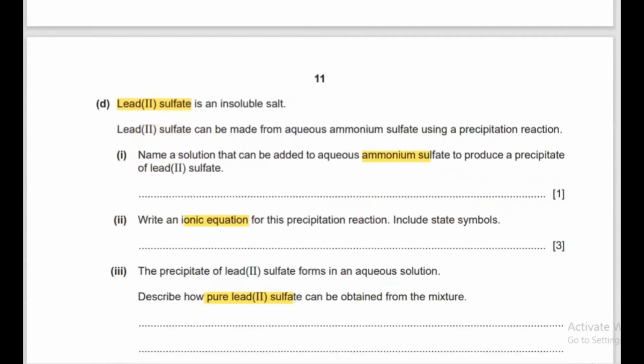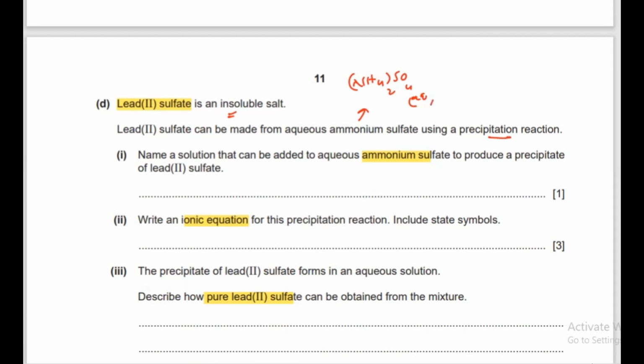Lead-2 sulfate is an insoluble salt, and you know that an insoluble salt is formed by a precipitation reaction. So lead-2 sulfate can be made from aqueous ammonium sulfate using a precipitation reaction. This is one of the reagents, ammonium sulfate, used to get lead-2 sulfate. It is aqueous, because all ammonium salts are soluble.